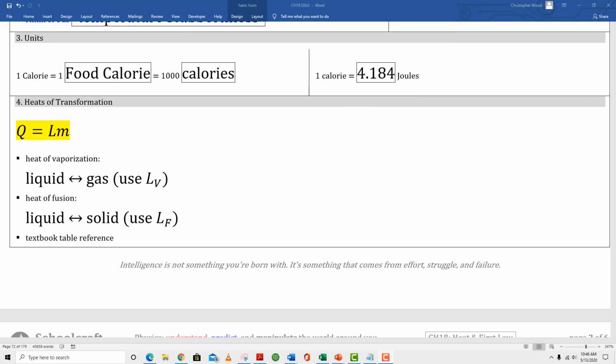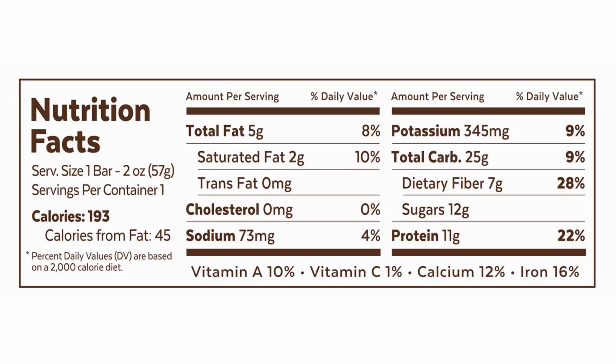Let's talk units. Heat is a form of energy, so we know joules is a valid unit of measurement. It's also common to use calories as a unit of heat energy. Check out box 3. 1 Calorie with a capital C is known as 1 food calorie, which is equivalent to 1,000 calories with a lowercase c. 1 calorie, again with a lowercase c, equals 4.184 joules. Sometimes you see this conversion as 4.184 or 4.186 or 4.187. Here's a nutrition label for a snack bar. It contains 193 Calories. That's 193 Calories with a capital C.